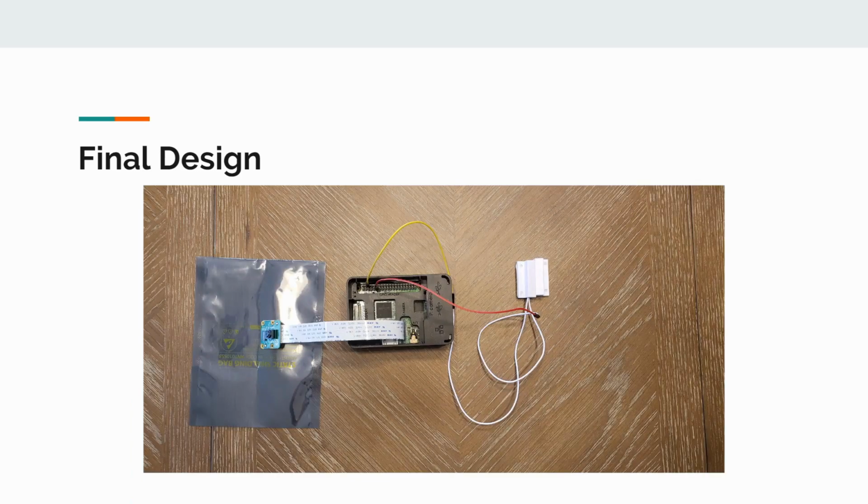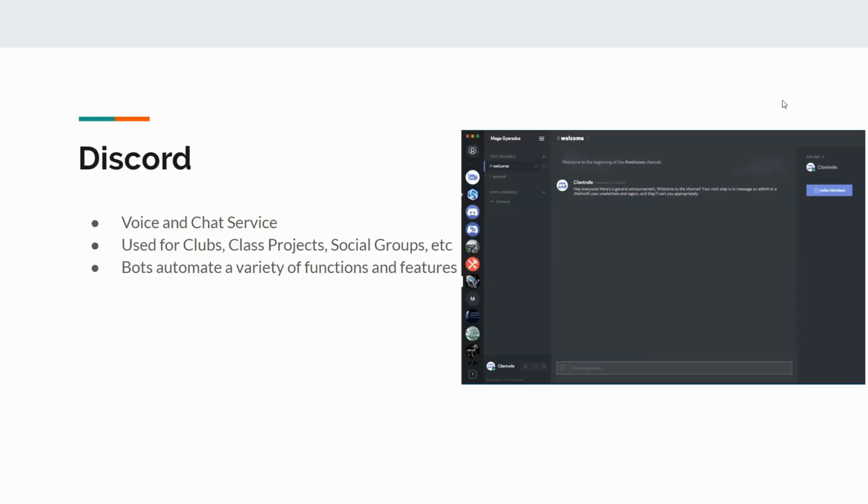Our final design incorporates the use of a Raspberry Pi single board computer, which you can see in the center of the image. To the right is a magnetic reed sensor, which can detect if a door has been opened or closed. And on the left is the Raspberry Pi camera module, which will take images of the door when it's opened. Discord is a voice and chat service that allows you to communicate with groups of friends, classmates, etc. It has the ability to program bots to automate a variety of functions and features, and we use the program because of its popularity and the familiarity of all the group members.